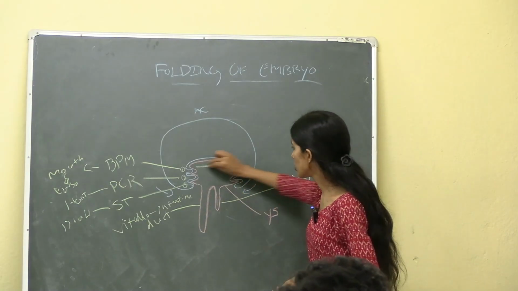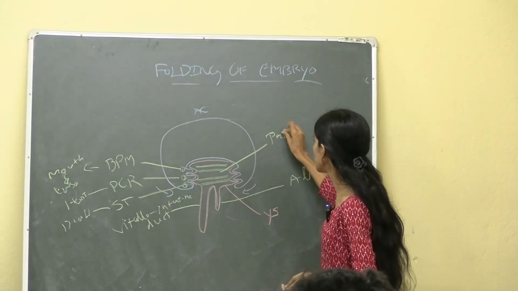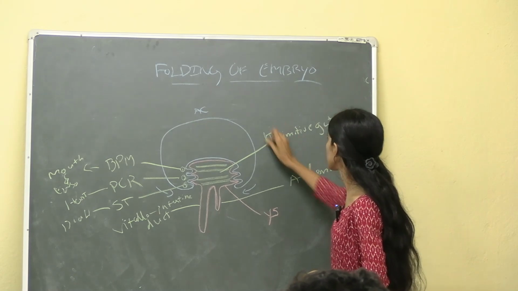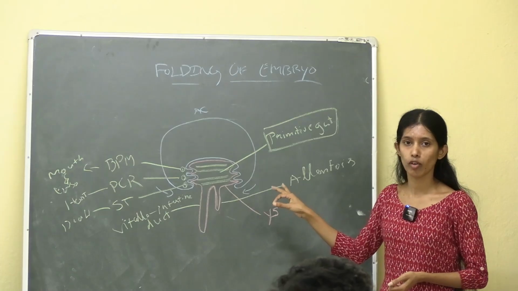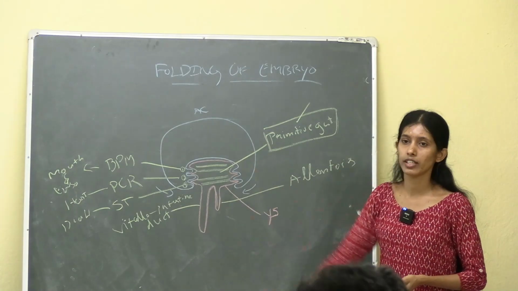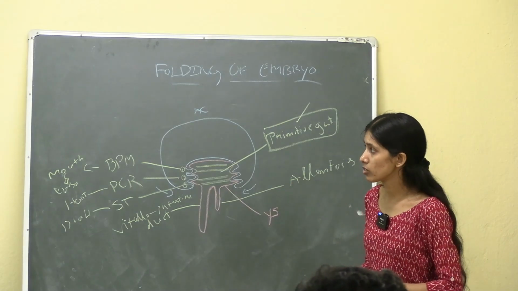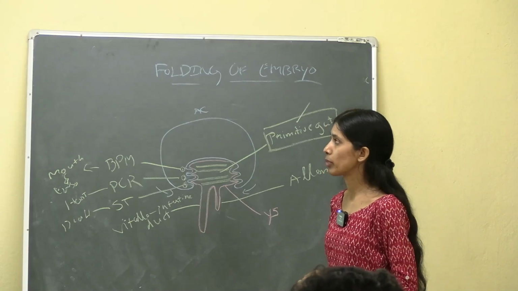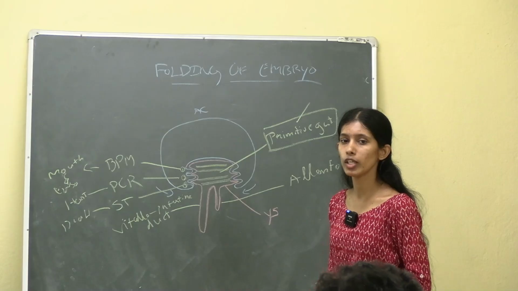Now this region of your yolk sac is called primitive gut. Okay. This is how the formation of primitive gut takes place. From this primitive gut, your entire digestive tract is going to develop. See that the digestive tract, that is also known as gastrointestinal tract, develops from the primitive gut, that is derived from the dorsal part of the endodermal yolk sac.